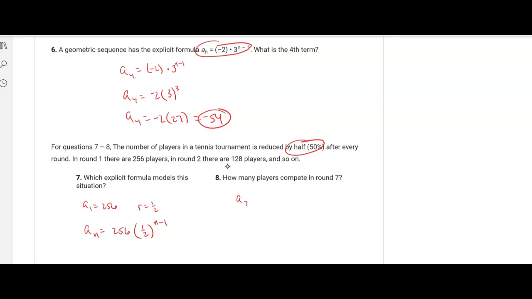So how many players would be left after round 7? So a sub 7 equals 256 times 1/2 to the 7 minus 1, which is 6. And if I go and evaluate that in my calculator, I would get there'd be 4 players left after the 7th round.